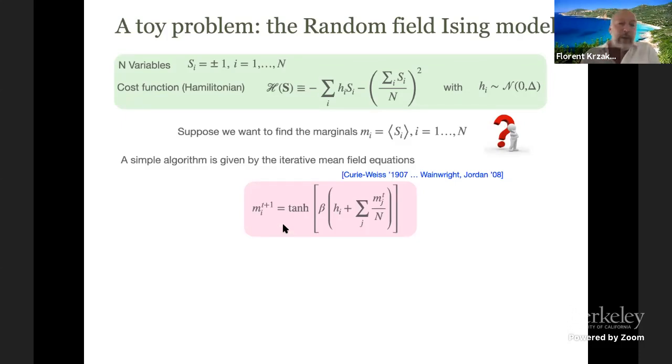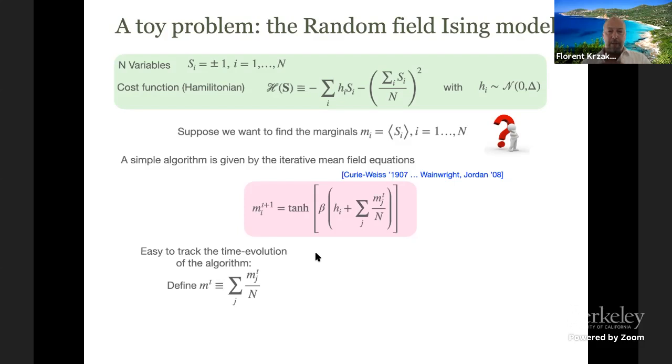It's telling you that maybe what you should do is to take your estimate of the marginal probability. By the way, you just need the expectation to completely characterize the distribution of a binary variable. So you just need to know m_i. So m_i at time t+1 is the hyperbolic tangent of beta times h_i plus the average over all the marginals. Okay, it's an extremely simple iterative equation. In fact, we are lucky here because for any other problem, this thing becomes messy, but this is what it is.